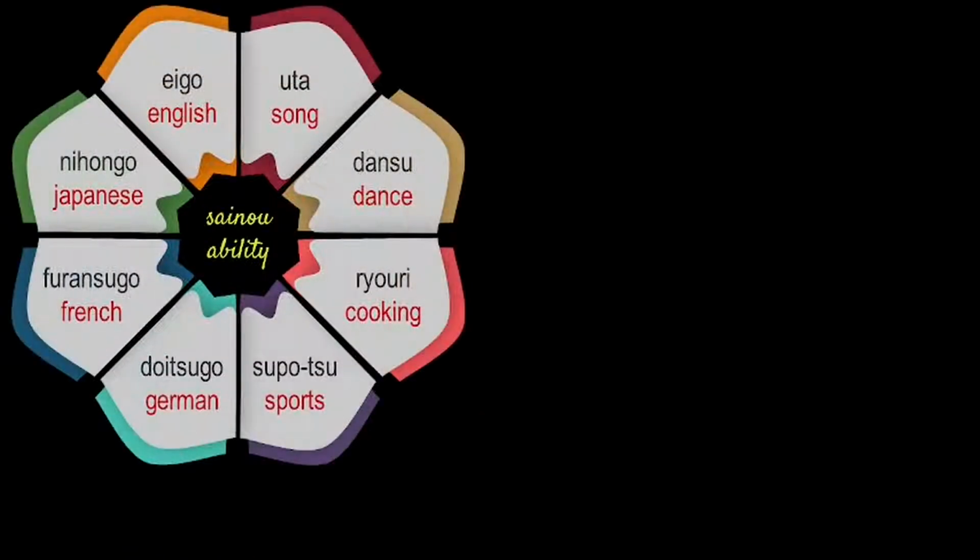Next, let me go to some words related to talent or ability. The first one is uta, which is song. Next is dance, which is dance. Ryori is cooking. It also means cuisine. If I say Indo ryori, then it means Indian cuisine or Indian food. Sports is sports. Doitsugo is German language. Furansugo is French language. Nihongo, as you all know, is Japanese language. And the last word is eigo, which is English language.